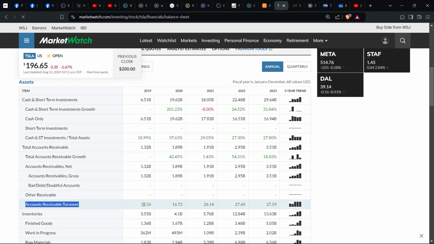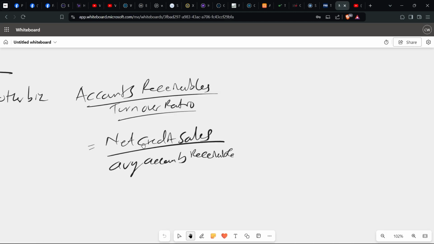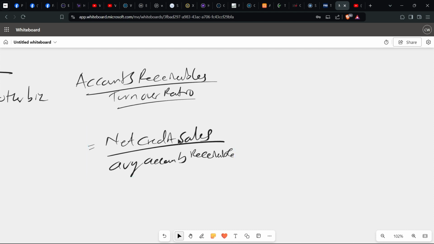Okay, so how is this ratio calculated? This is the formula for accounts receivables turnover ratio: net credit sales divided by the average accounts receivables. Net credit sales, we get from the income statement. On the income statement, which we will look at in the next videos, there are sales for goods sold on credit. They are recorded there. So take the net credit sales divided by the average accounts receivables.